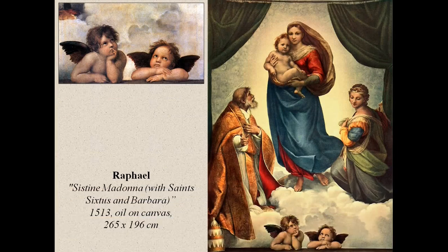Sistine Madonna with Saint Sixtus and Saint Barbara is one of the most famous paintings by Raffaele Sanzio. It was created in 1513, oil on canvas. The scale you can see here. The artist depicted this image after a very long period of thinking about this composition. He was trying to solve his artistic task, but unfortunately he had to search for a long time for the main concept of his artwork.